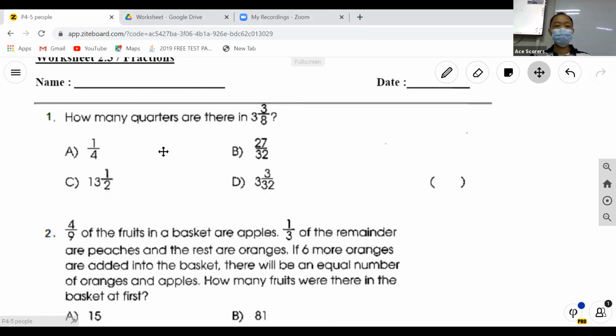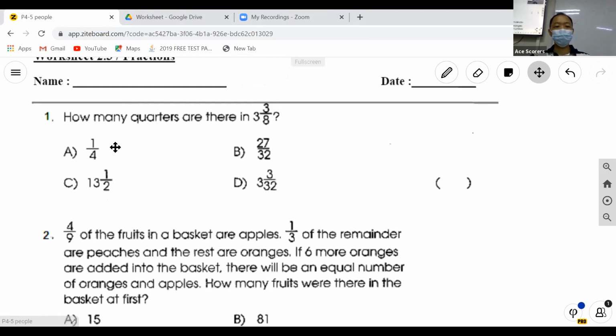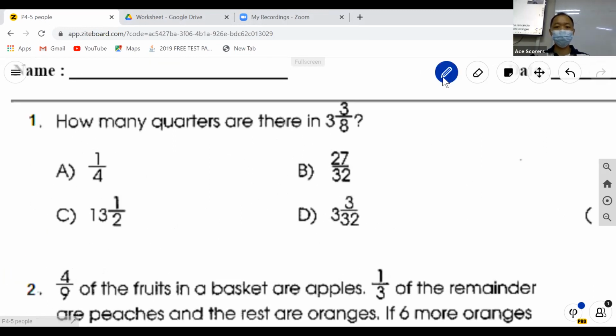So we're going to do the questions now. The first one is how many quarters are there in 3 whole and 3 over 8? So first thing is, what is a quarter? A quarter is 1 out of 4. So you want to know how many of this is inside here. You can start off with the whole number first, right? So 3 whole has how many quarters? There are 12. Okay, 3 whole has 12 quarters.